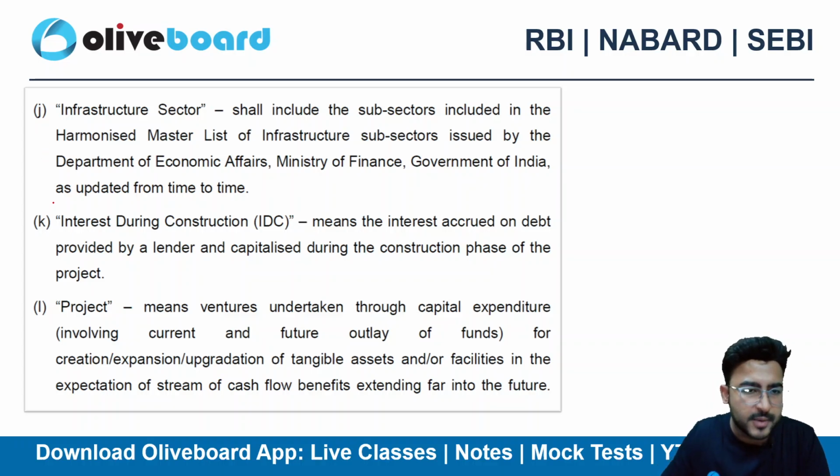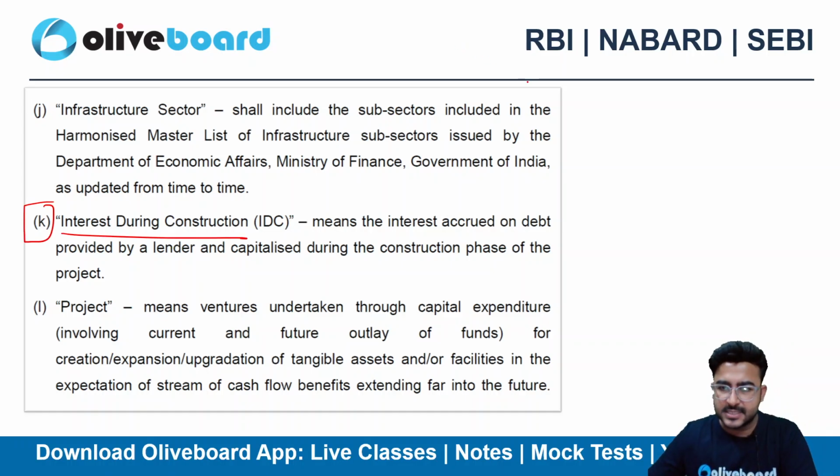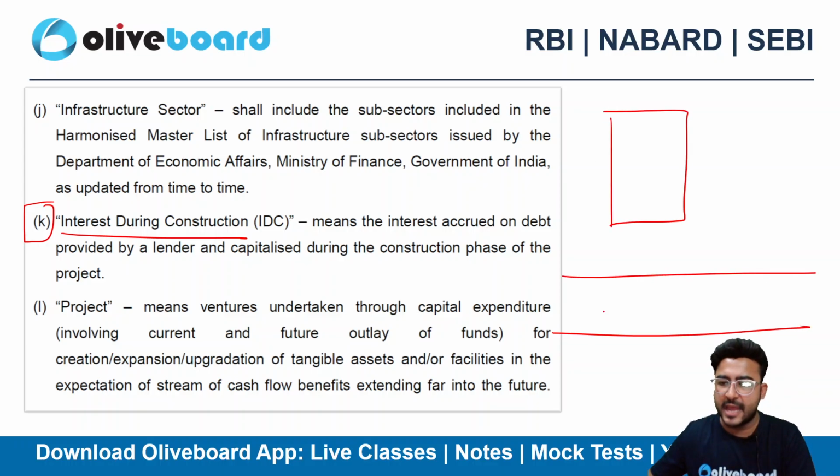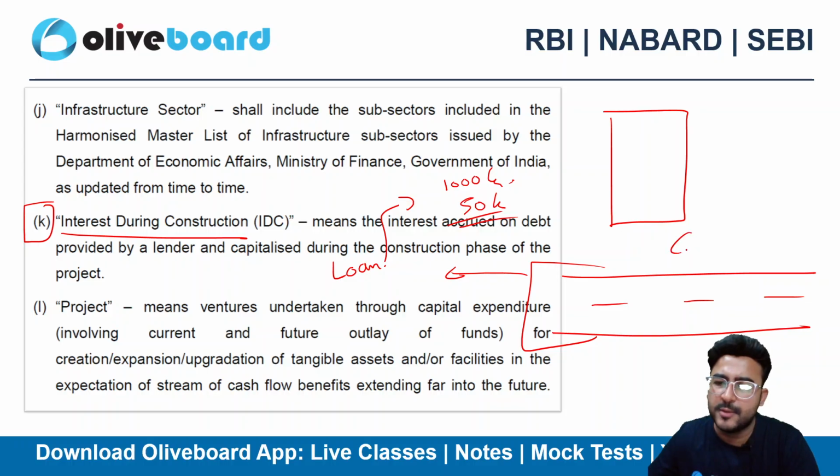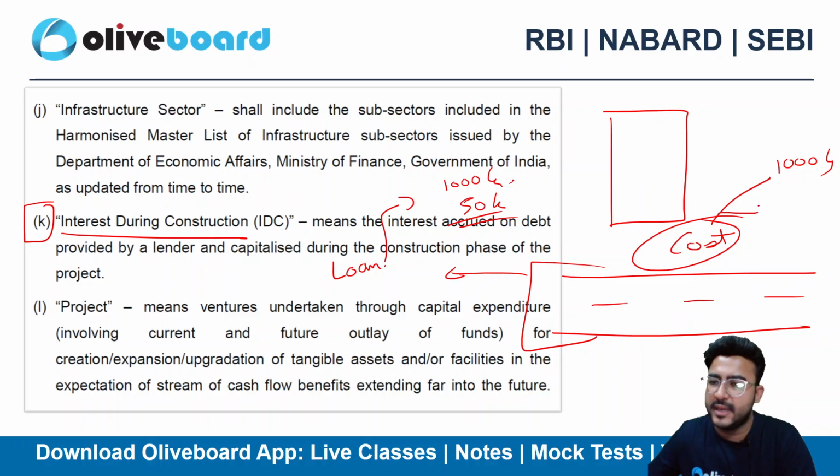एक टर्मिनोलॉजी बाकी रह गई, इंटरेस्ट ड्यूरिंग कंस्ट्रक्शन. Now what happens is, let's suppose I am constructing this building, and let's suppose I am constructing this highway, right? So I have taken a loan. The loan amount is 1000 crore. Now let's suppose I am paying interest of 50 crore on it. So what will be the cost of highway? Will it be 1000 crore or will it be 1050 crore?